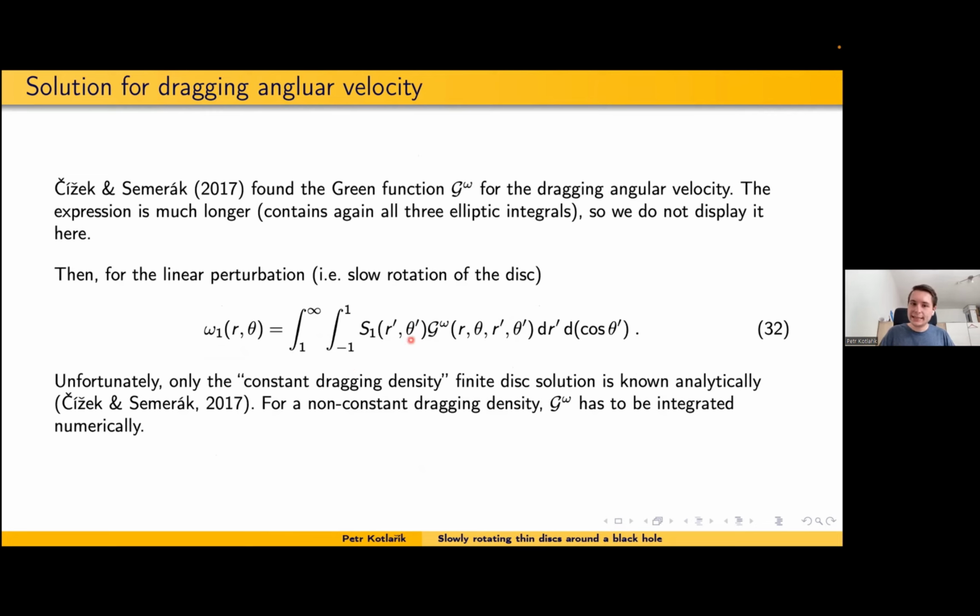So we can use the Green function and really integrate some solution, but unfortunately, only the constant dragging density solution, with this constant S, is known analytically. For a more appropriate profile of the dragging density, we still have to use the numerical integration of the Green function. And unfortunately, the expressions for the Green function are rather long, so I'm not displaying them here. I will show you just some numerical results.